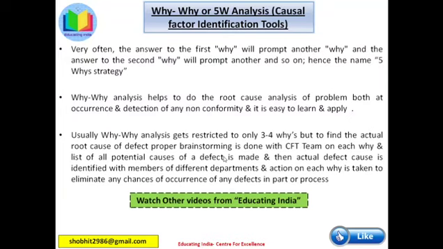Then a fishbone diagram is made, and after doing YY analysis for every potential cause, the actual cause of the defect is identified, and then for each Y, an action plan is made and corresponding actions are taken to prevent the problem. So friends, this is the use of YY analysis. Now we will see YY analysis examples.